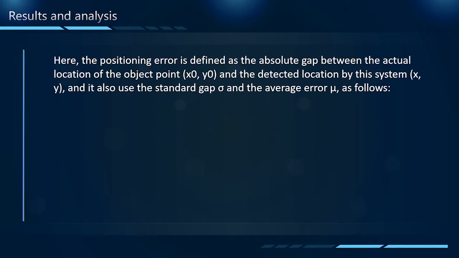Here, the positioning error is defined as the absolute gap between the actual location of the object point X0, Y0, and the detected location by this system X, Y, and it also uses the standard gap sigma and the average error mu as follows.